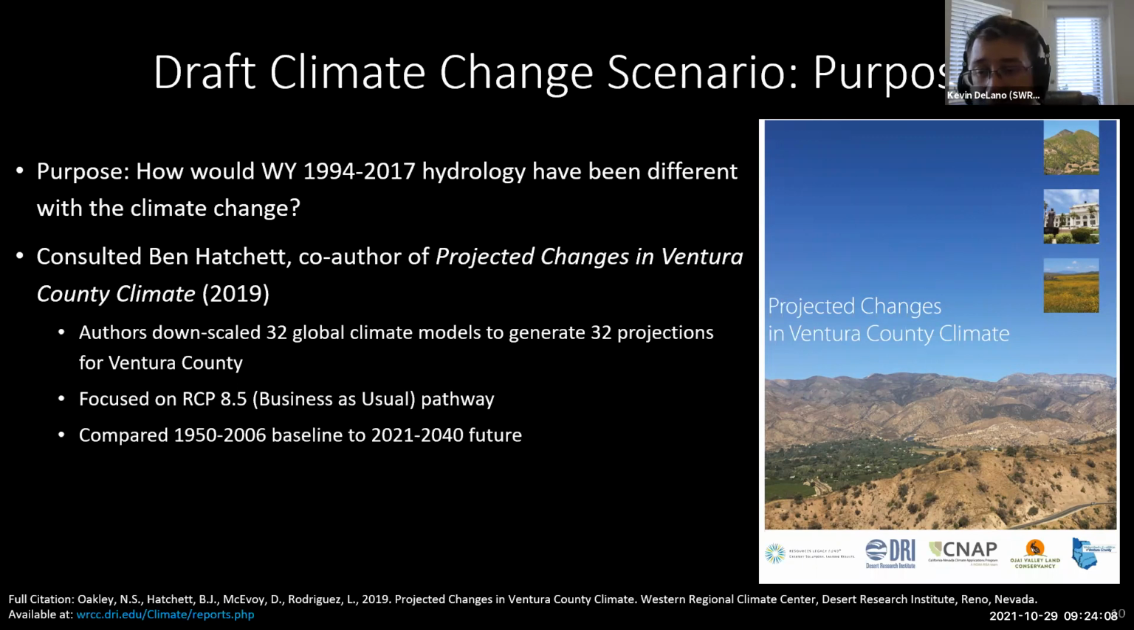So for the 32 climate projections, these projections were run for 2021 to 2040. And then for each projection, they compared how air temperature and precipitation change relative to a baseline, which for them was 1950 to 2006.